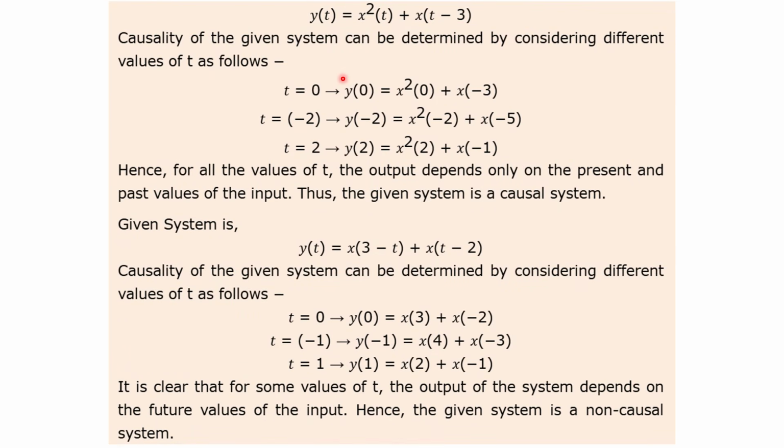Here you can take some more examples. y of t is equal to x square of t plus x of t minus 3. This part depends on the present and this depends on the past, right? You can replace y of t minus 2 and check whether it depends on the present or past. If it does not depend on the future, then this will be causal, right? So this is an example of a causal system.